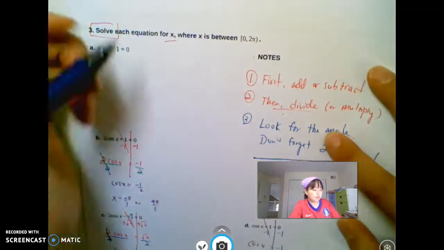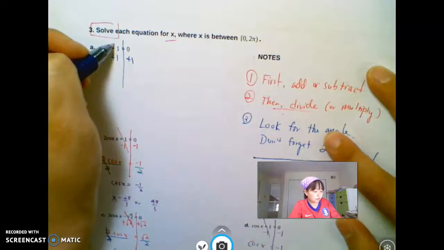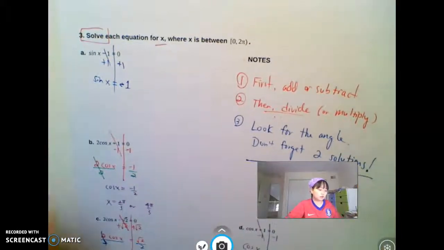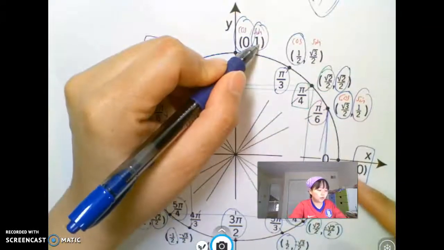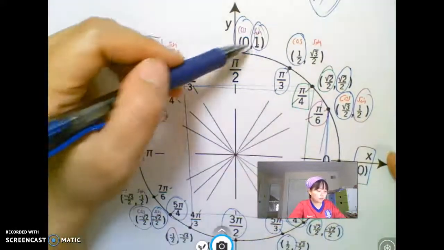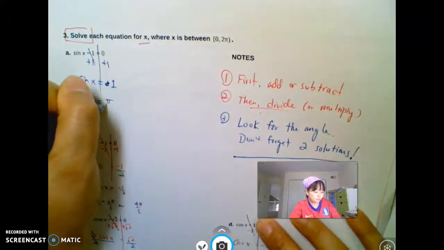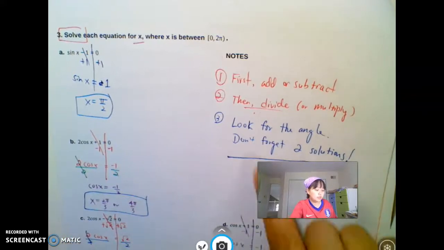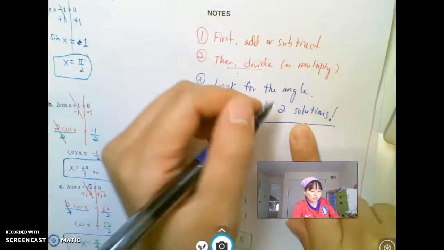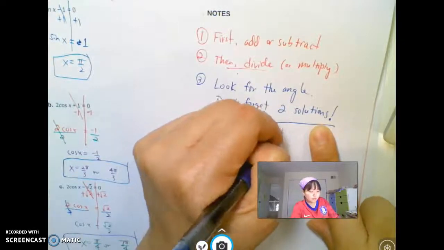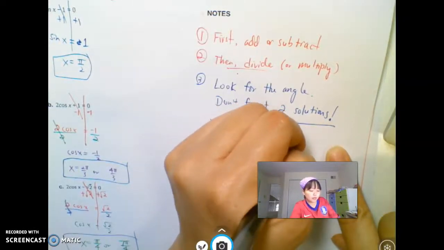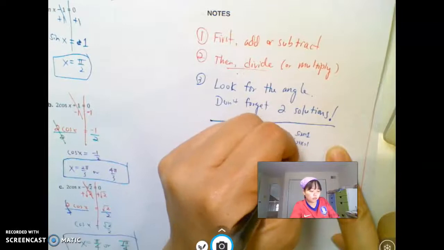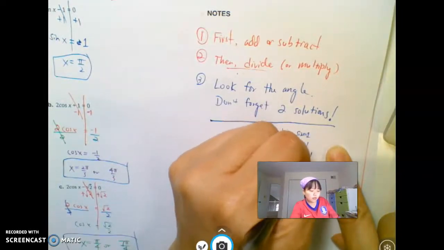So if I go back to A, is there something to add? Sure, there's 1. Sine x is 1. Oh, that's a 1, right? Go back here. Sine x is 1. Sine is 1 right there. That is the only one we have, which is pi over 2. So just like the other section, don't forget two solutions, except sine or cosine at 1, or sine or cosine at negative 1.